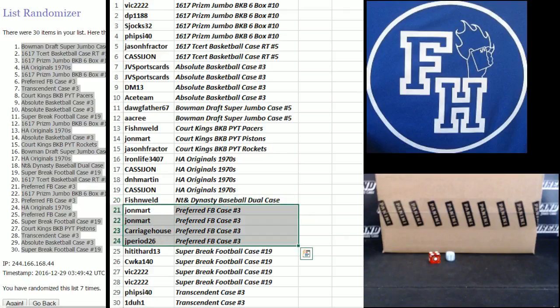Carriage House and J. Period 26. Preferred Football. Hit a Heart 13. CWKA. Vic twice. Super Break Football. And then 5-Side 40 and 1-to-1 are in Transcendent. Congratulations, guys. That is it. I have another one tonight.